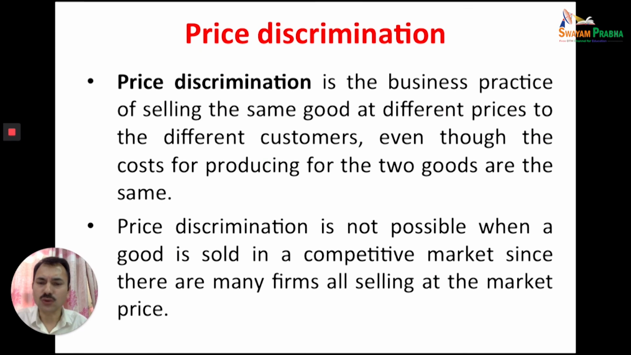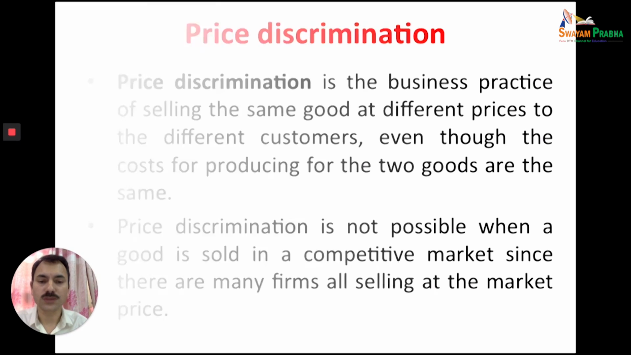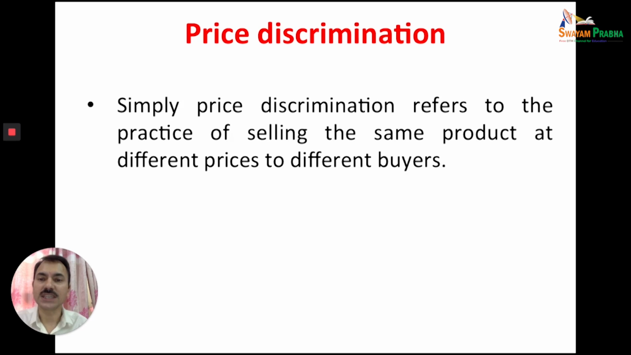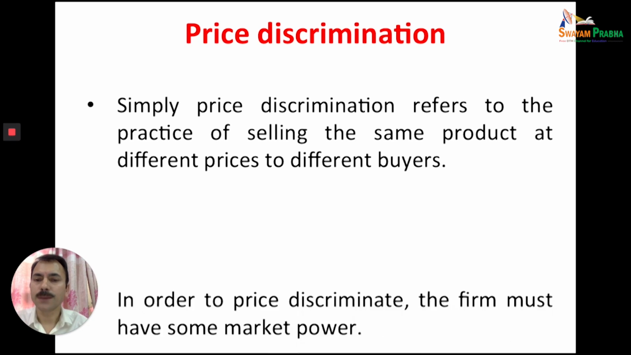Price discrimination is not possible when a good is sold in a competitive market. There are many firms selling at the market price, but here, because of the monopolist, the commodity he is selling has no close substitute, so he can discriminate the price. Simply, price discrimination refers to the practice of selling the same product at different prices to different buyers. Same product, different prices to different buyers.